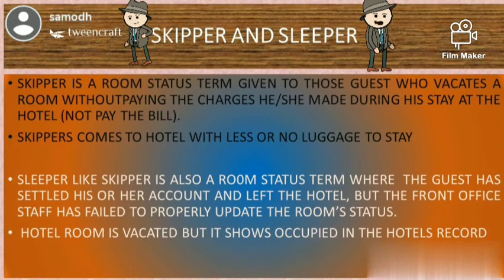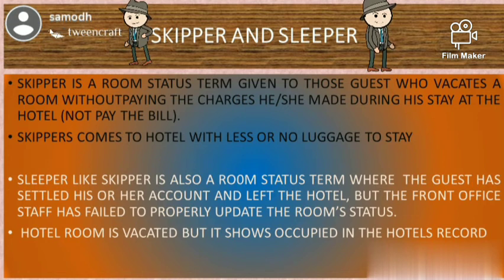Sleeper is a condition in which a guest has checked out of the room but the hotel front office still shows it as occupied. It is the mistake of the front desk agent, accidental or purposeful. There are many ways to judge it. But in this form of a sleeper, the room is vacated by the customer, but in the hotel reservation system it is shown as the person is still there. This condition is called sleeper.